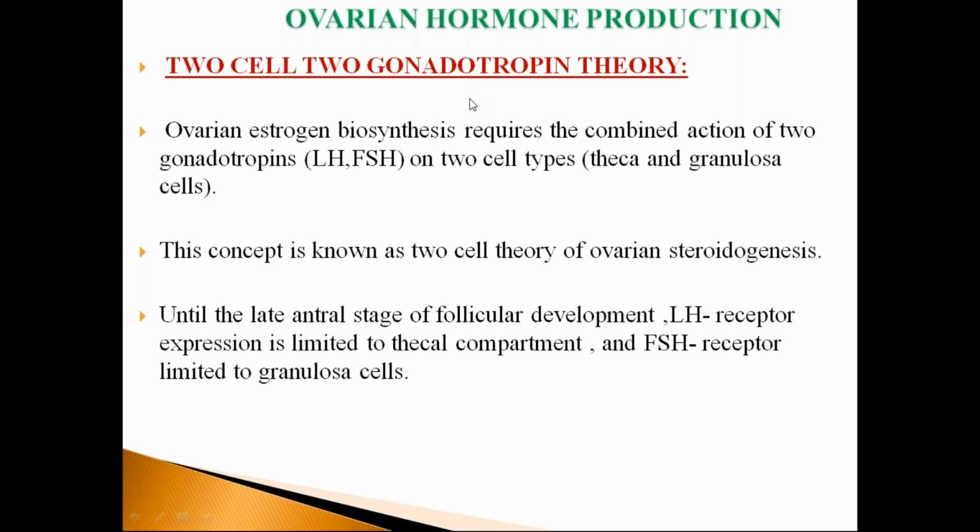Coming to the hormonal changes which are happening in the menstrual cycle. We will read it as the two-cell, two-gonadotropin theory, because the two cells are granulosa cells and theca cells, and the two gonadotropins are FSH and LH. Ovarian estrogen biosynthesis requires the combined action of two gonadotropins on two cell types. So for estrogen synthesis, we need two cells, theca and granulosa, and two gonadotropins, LH and FSH.